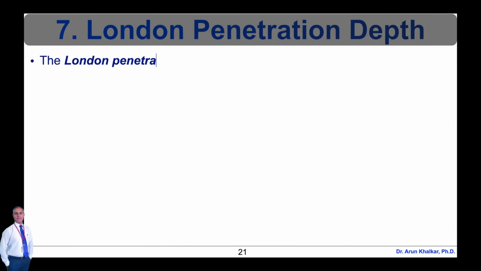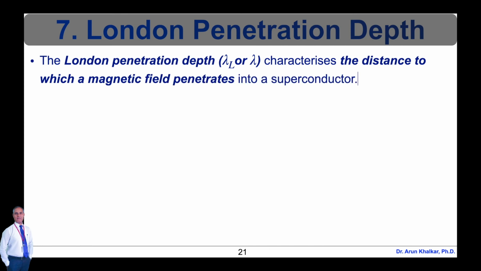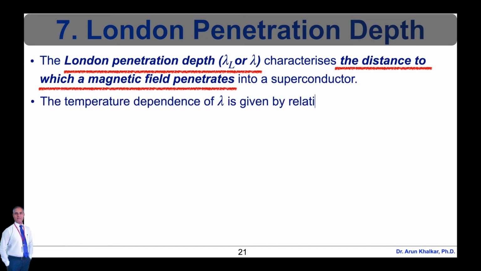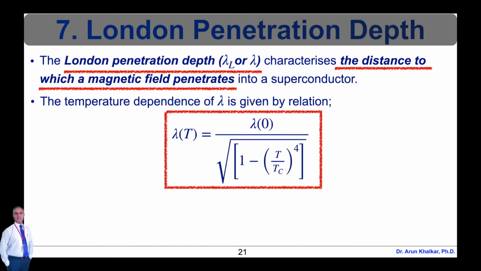In superconductors, the London penetration depth, usually denoted by λ or λ subscript L, characterizes the distance to which a magnetic field penetrates into a superconductor. The typical value of λ_L ranges from 50 to 500 nanometers depending on the material. It is independent of the frequency of the magnetic field, but it strongly depends on temperature.